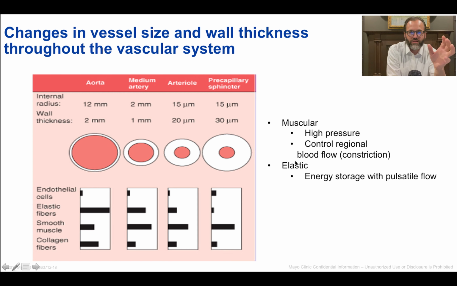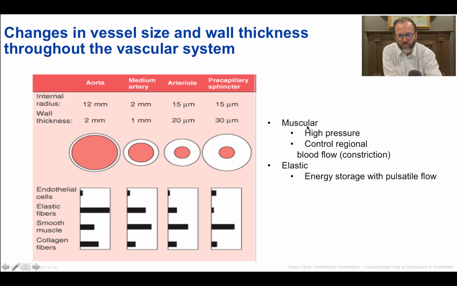Now, that in and of itself doesn't necessarily have that many implications for how the systemic circulation interacts with the central circulation, but the larger arteries do. And so when we're looking at changes in vessel size and wall thickness throughout the vascular system, you can see that when we look at the aorta or medium-sized arteries, arterioles, precapillary sphincters, of course, all of these are relatively muscular. They are, of course, exposed to very high pressures.